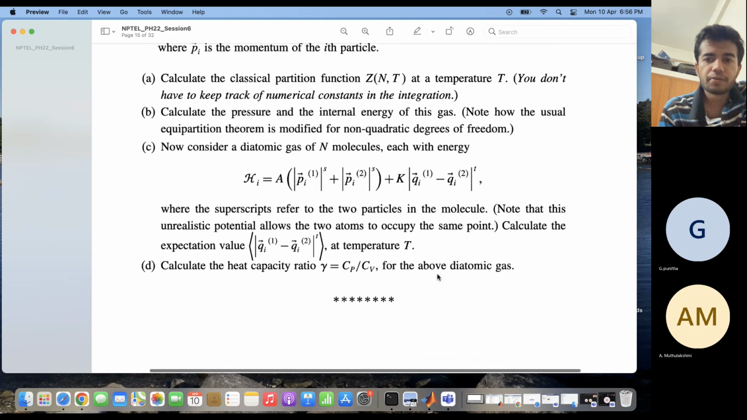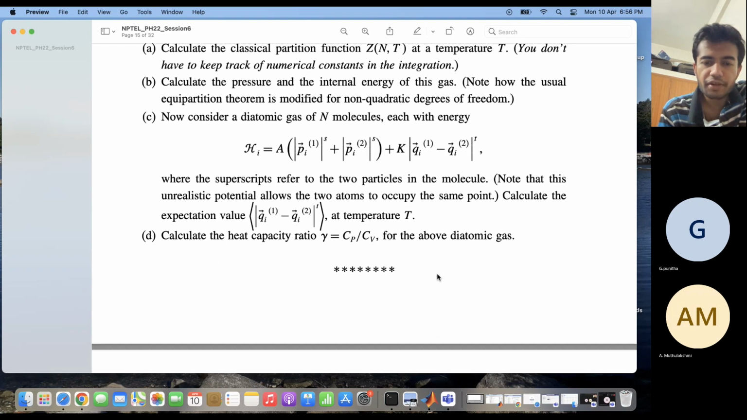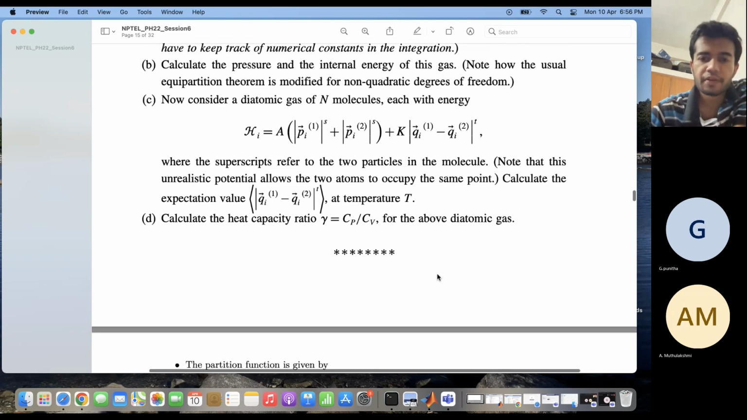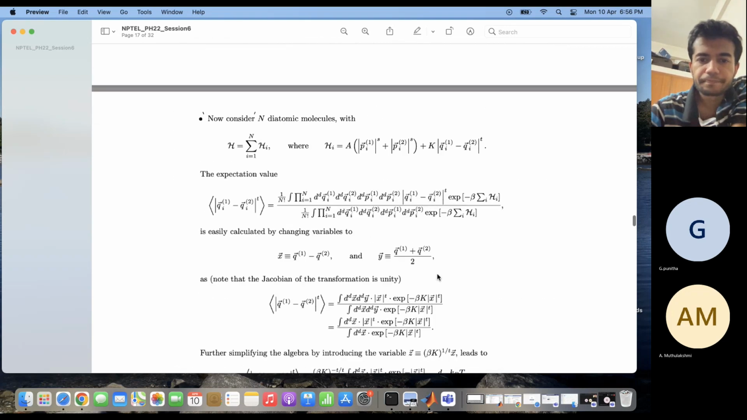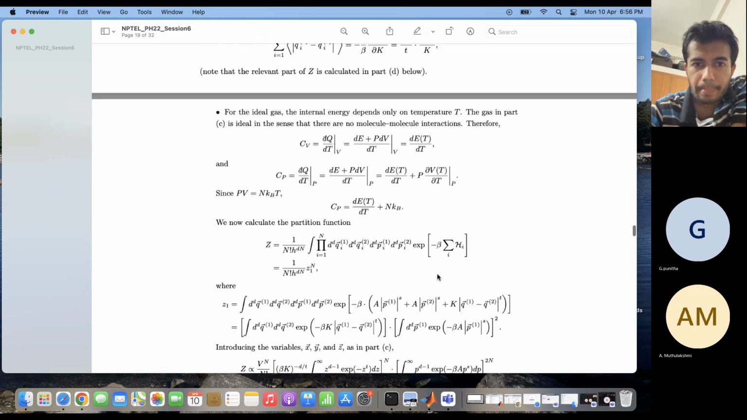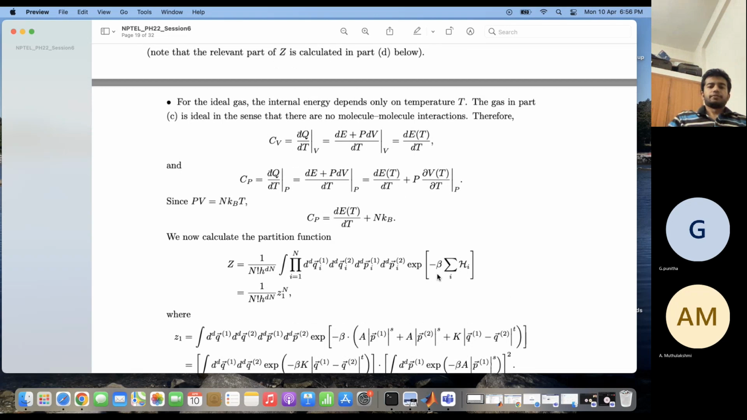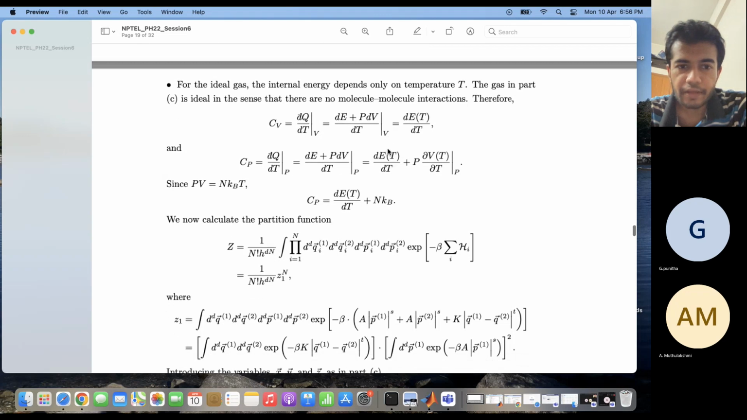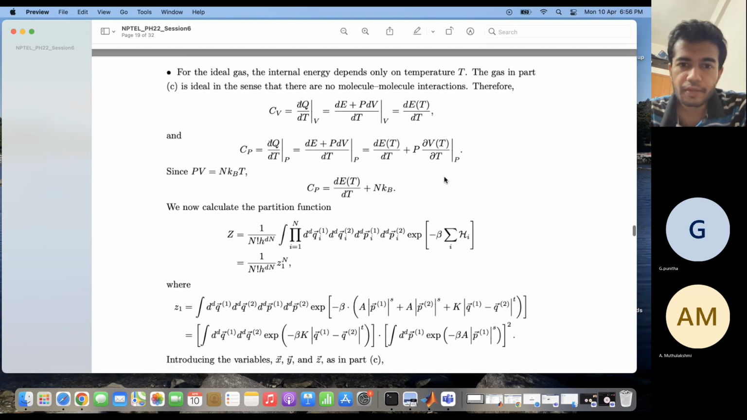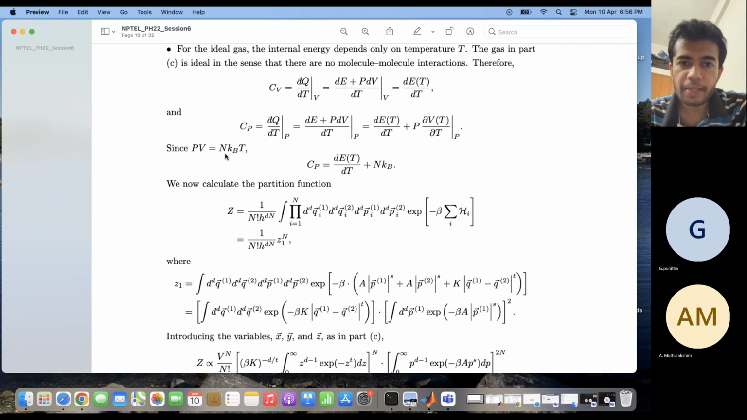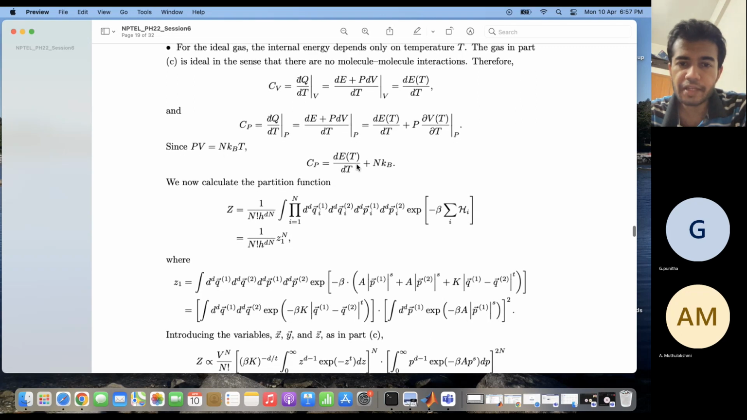Okay, so the next question is that I have to find the ratio of the heat capacities, that is Cp by Cv, for this diatomic gas. For the ideal gas, we know that Cv is given by dQ by dT at constant V, which is equal to (dE plus P dV) by dT, which is equal to dE by dT. And Cp is equal to dQ by dT at constant P, which is equal to dE by dT plus P into del V by del T at constant P. Since PV is equal to N k_B T for an ideal gas, Cp is equal to dE by dT plus N k_B.